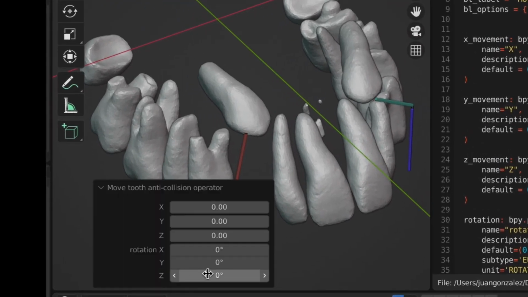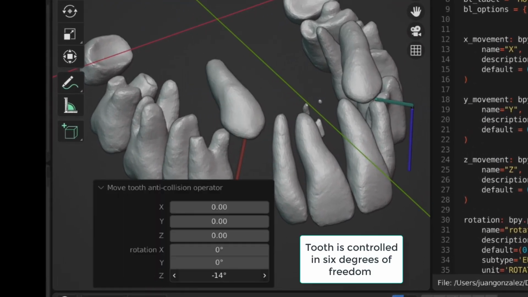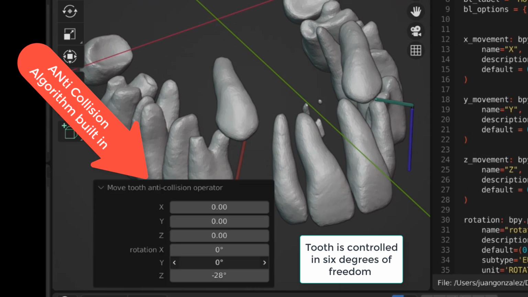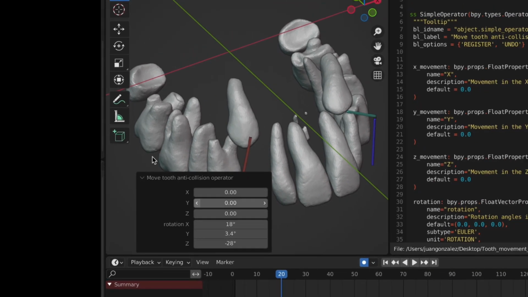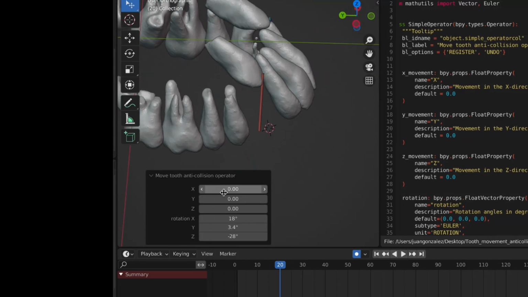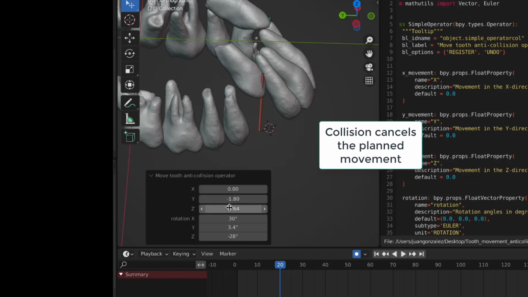So you can see that the canine now is moving in XYZ coordinates in translation, with rotations in XYZ also, which means 6 degrees of freedom. And now the tooth is being displaced. And we are teaching the computer at the time what to do. If there is a collision, as you can see, there was a collision, it goes back to zero and you start over again.